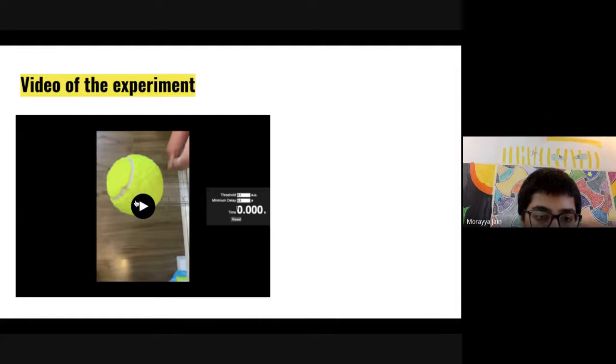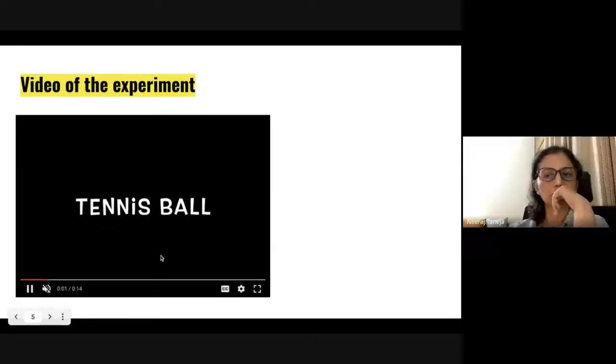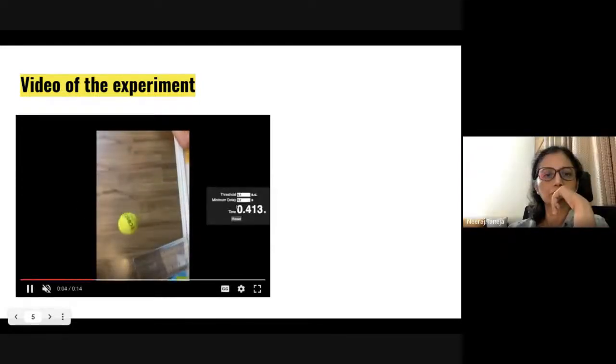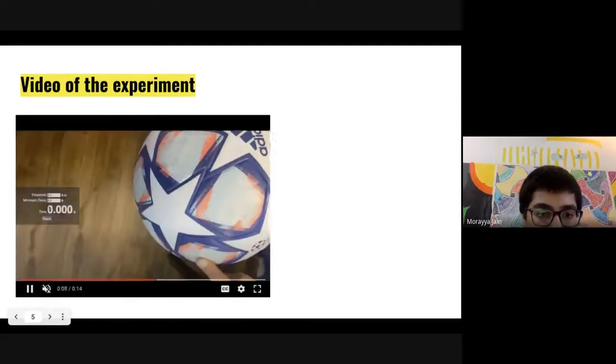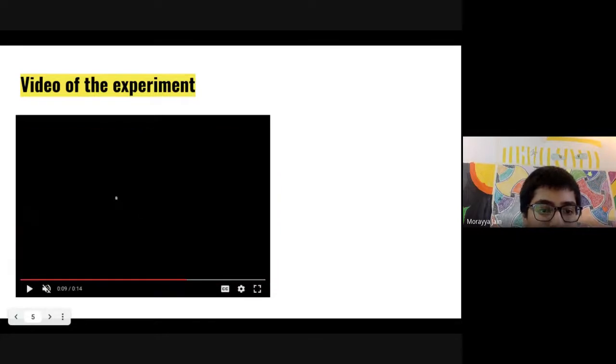This is a tennis ball which I took, and I took a scale. As soon as I hit the scale, the stopwatch will start, and when the ball hits the ground, the stopwatch will stop. There the stopwatch stopped at 0.4 seconds. I did the same thing with a football. I snapped, and the sound which my snap created started the stopwatch. When the football fell, it stopped the stopwatch as well.